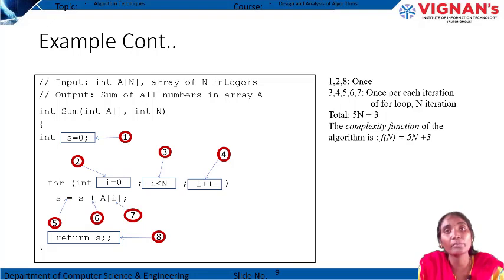So that return will be executed only one time. The numbered statements 1 to 8 will be executed only once, whereas all the remaining statements will be executed once per each iteration of the for loop, such that I'll be having n iterations. So a total of 5n plus 3 is my complexity. Now the complexity function for this algorithm is 5n plus 3.